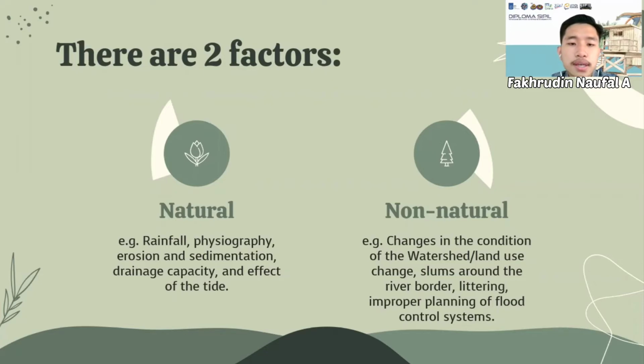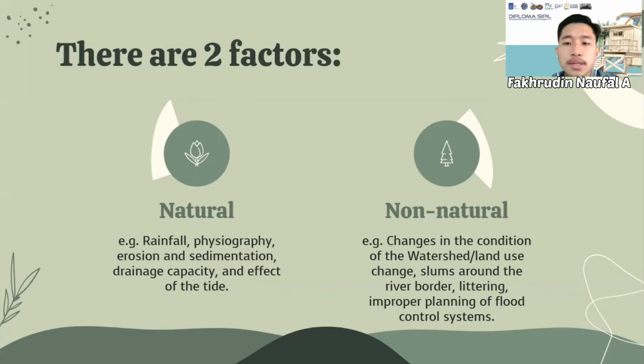The fourth is drainage capacity. Inadequate or unsuitable drainage capacity planning results in not being able to accommodate large rainwater discharge. The fifth is effect of the tide. At the time of flooding along with high tides, the height of inundation or flooding becomes large because of backwater. If the capacity of the channel is inadequate, there will be overflow or called rock flood.